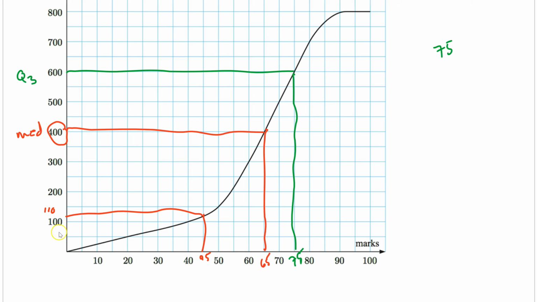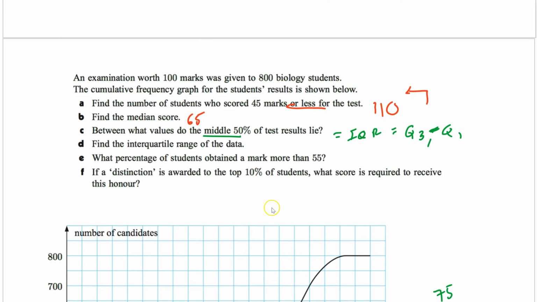Q1, right? Halfway between 400 and 0, so about 200. So Q1. Go across. And go down. Another one I got to estimate. Looks like, let's say 54. So right here where it says between what two values? About 75 and 54. Now they want the inter-quartile range. So now you just subtract those two. 75 minus 54, also known as 21, is our IQR.